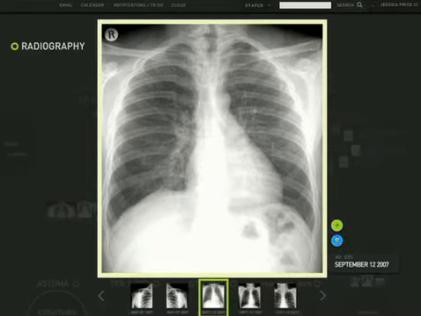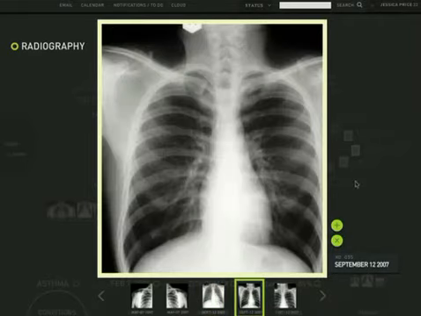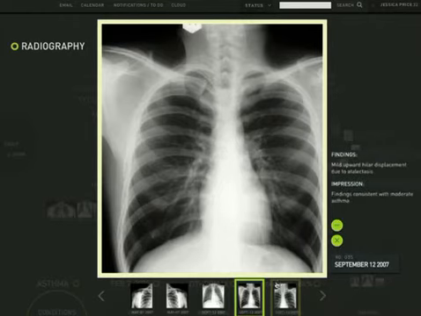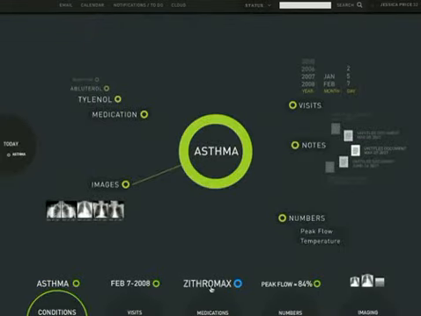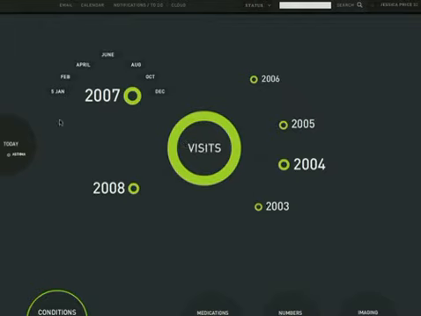So I can explore all of her x-rays within the system. Now, I also want to explore Jessica by her visit history. So I can click on this, and as I roll over, say, January 5th, things pop up below so that I can see that she had a visit for asthma, she was prescribed albuterol, her peak flow at the time was 84%, and she had a chest x-ray done.